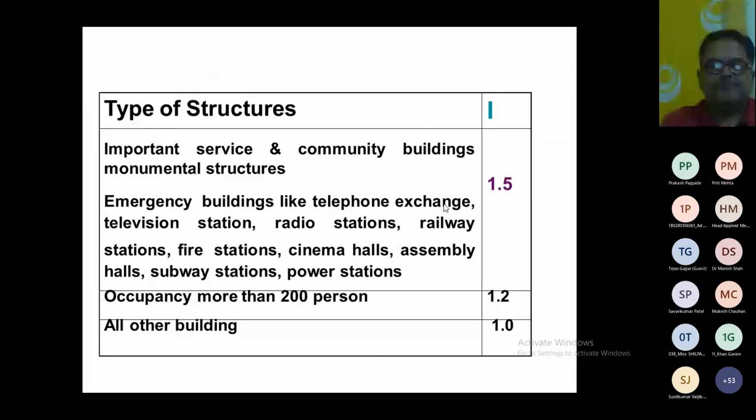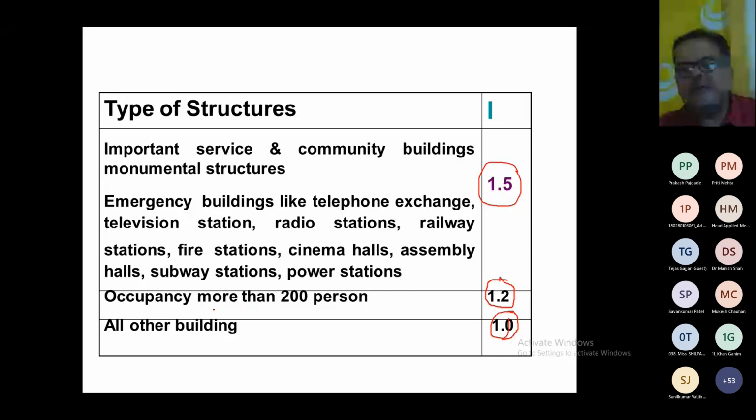Important services and community buildings, monumental structures, and emergency buildings like telephone exchanges, television stations, radio stations, railway stations, fire stations, cinema halls, assembly halls, power stations, and subway stations: the I value is 1.5. And for all other buildings, it is 1, right? As per the old code, only these two categories were there, but in 2016 this was introduced.